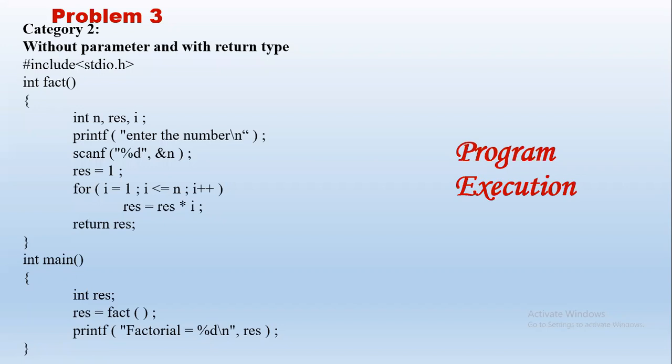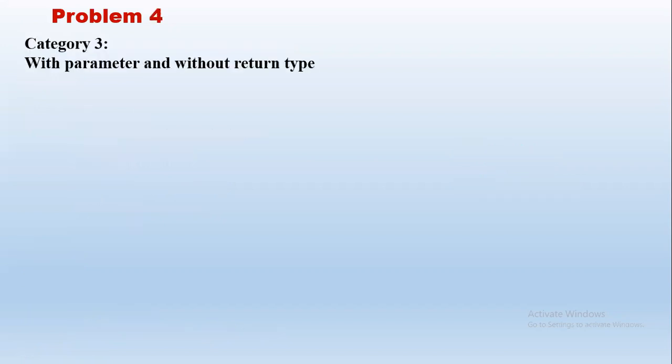Okay, then same problem we will see with category 3. That is problem number 4 in lab sheet 4. Right, with parameter and without return type. So here we have to pass a parameter. So we should know.